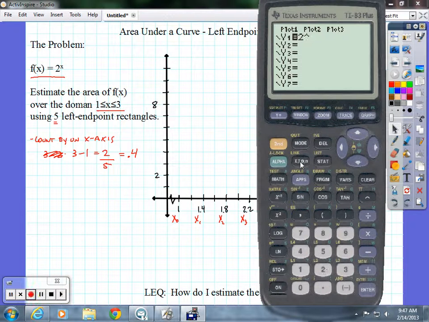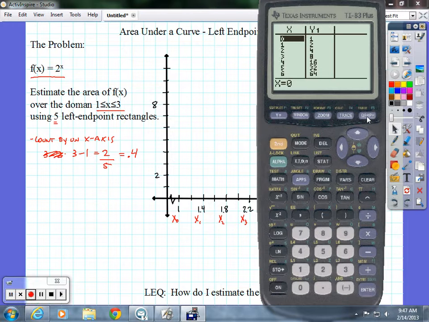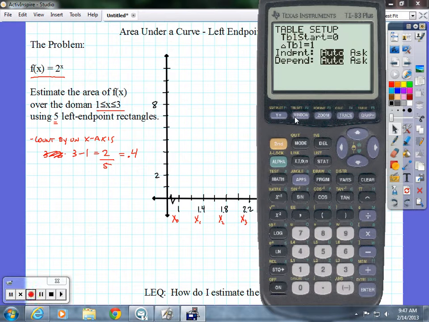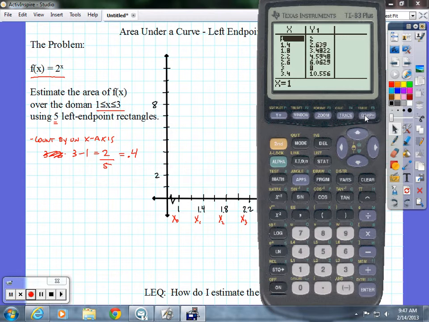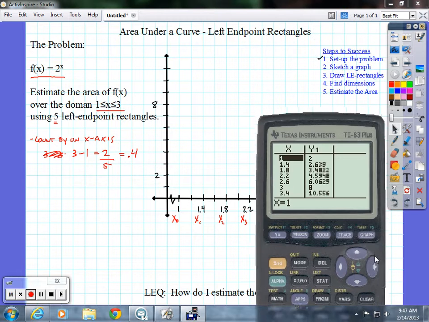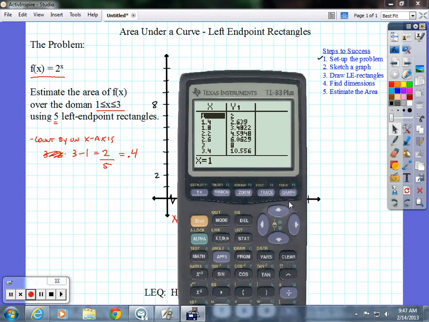So we go to y equals and type in 2 to the x. We go to our table, but our table isn't really going to help us right now because it's not counting by the same units we're counting by. So we want to set up our table. In table set, start your table where the domain starts, which is 1. Delta table will be 0.4. Again, that's what we came up with, 3 minus 1 divided by 5. Then go to your table, and now we have the values we need to be able to graph this function.